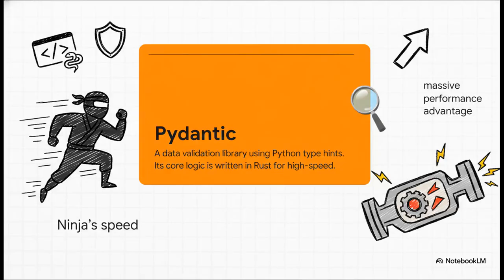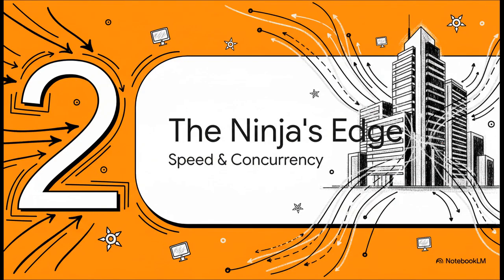So what's the magic behind Ninja's simplicity and its crazy speed? It's a library called Pydantic. Pydantic is the engine that takes those simple Python type hints and does all the heavy lifting, all the data validation and serialization for you. And here's the real kicker. Pydantic's core is actually written in Rust, which makes it incredibly fast at parsing data. And that performance boost? It's an absolute game changer.